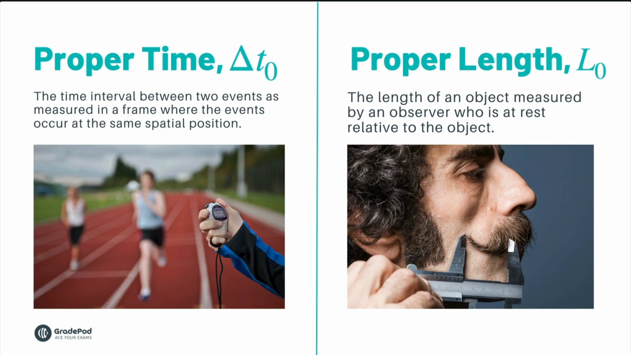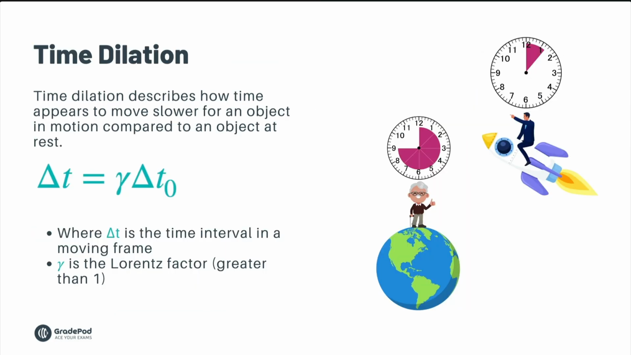If you're measuring the length of your moustache with a very odd looking vernier caliper, then you're measuring its proper length. It's the true length of the object before any relativistic events come into play. Now, time dilation is one of the most fascinating aspects of special relativity. It tells us that time can stretch depending on relative velocities. And there's an equation that captures this idea.